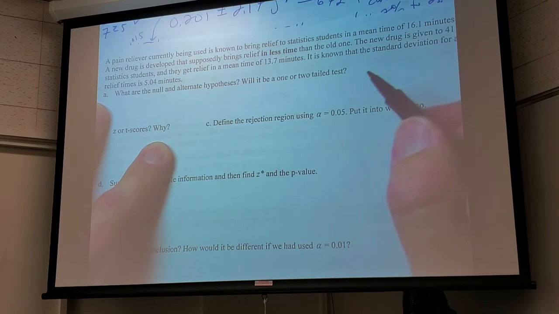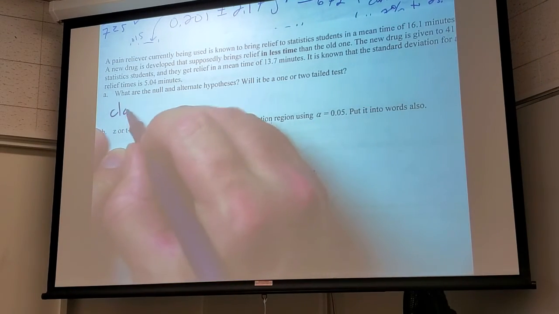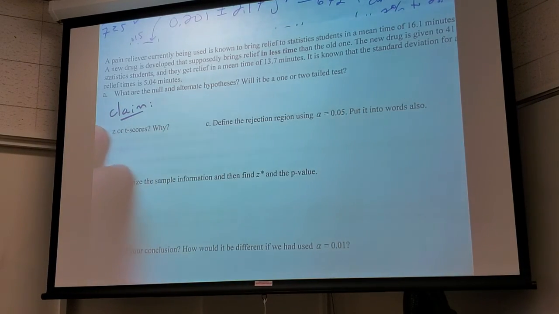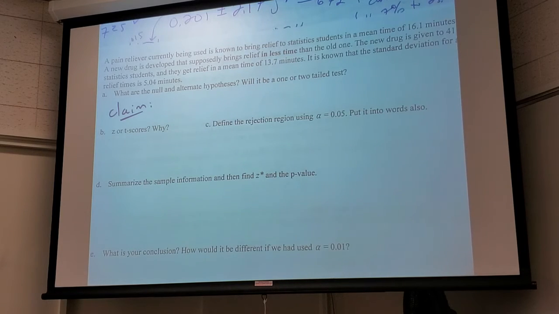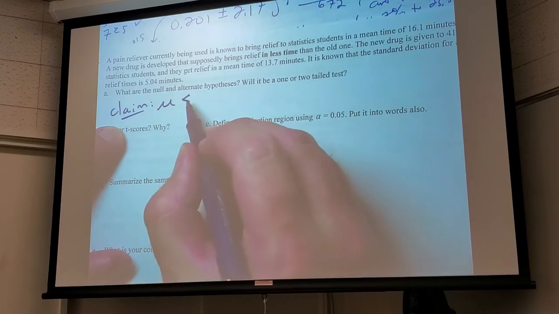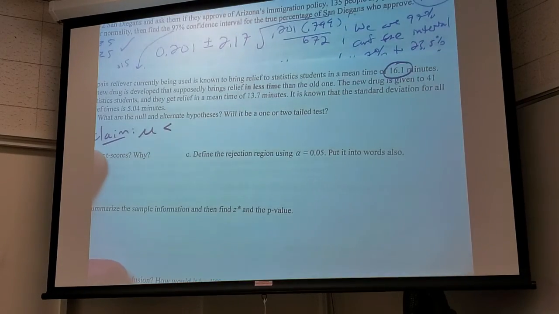Here. Yeah, it's a mean, right? Not equal. What's the claim? I don't use the word claim, but there's still a claim, right? Less than. Yeah, supposedly brings relief in less time. That makes sense. Why would I make a drug, like a headache drug, that takes twice as long to work? Do you think anybody would buy it? Does it cost less? No. So the claim is the mean time to relief is less than the other one, 16.1.